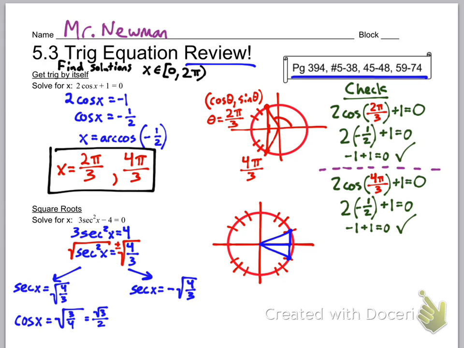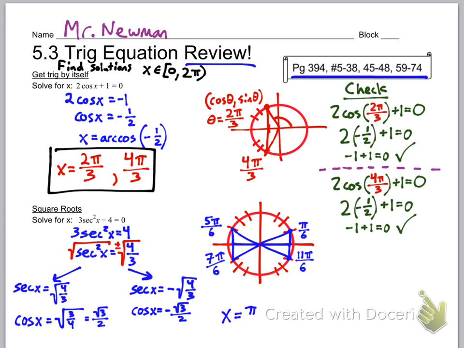Both of those have cosine of the angle, the x value, that is √3 over 2. And those two angles are pi over 6 and 11 pi over 6. Cosine of x equals -√3 over 2. That's the other one we have to consider. Those two triangles are going to be over here, 5 pi over 6, and over there, which is 7 pi over 6.